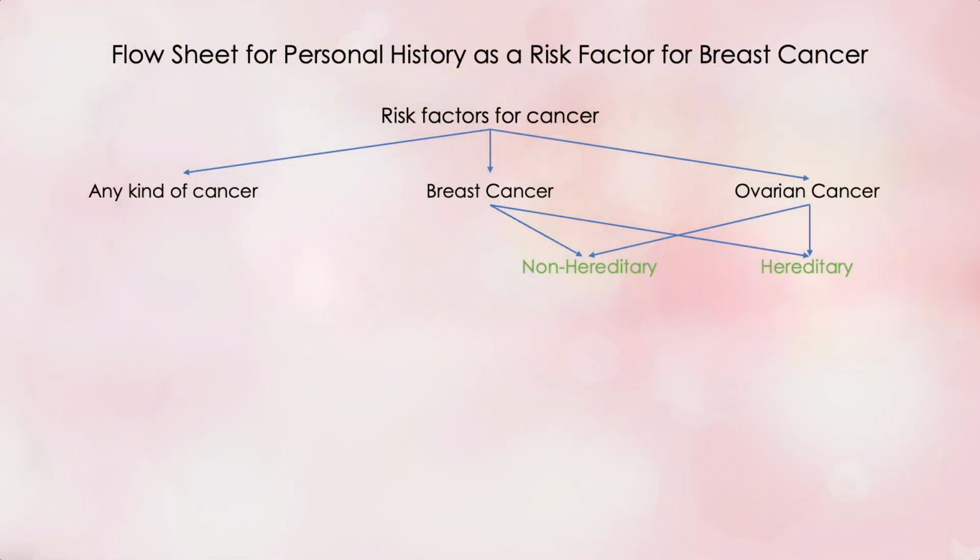Now our flow sheet shows a previous history of breast cancer as a risk factor for a second breast cancer. And it can be either hereditary or non-hereditary breast cancer, just as you saw with ovarian cancer. Now, one of the most important things to distinguish when you talk about a second breast cancer is whether it's the same breast cancer that has come back again, or whether it's an entirely new breast cancer. Of course, we have special medical terms to distinguish them. We use the terms recurrent and primary.